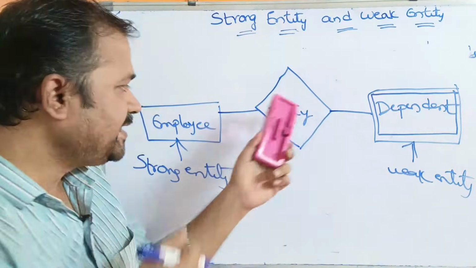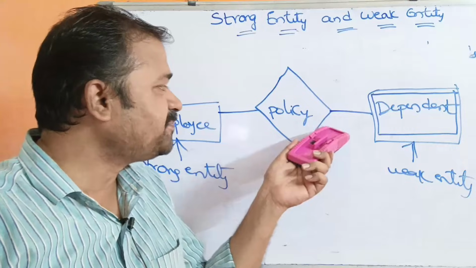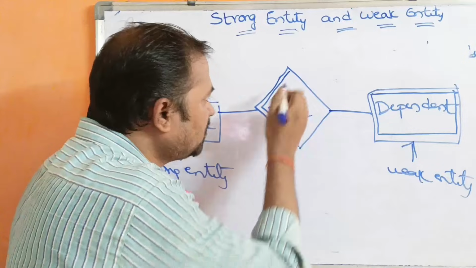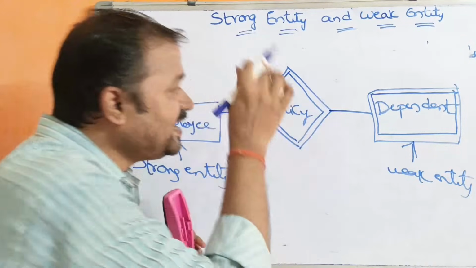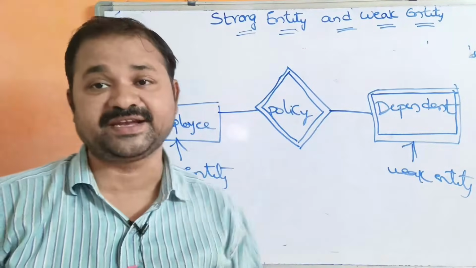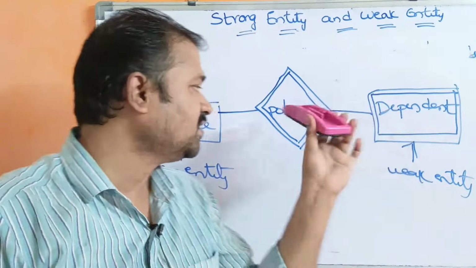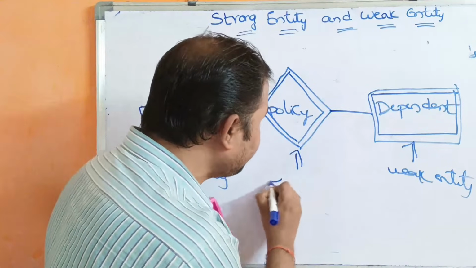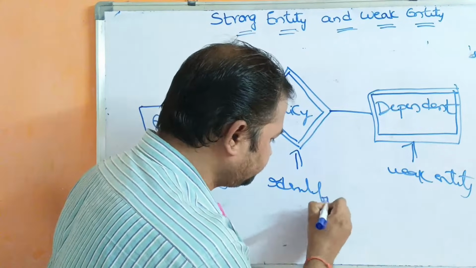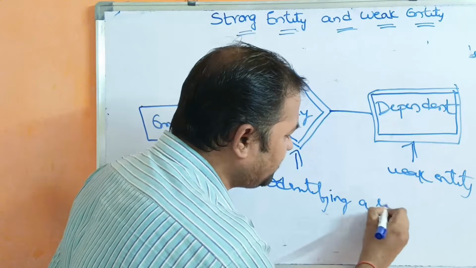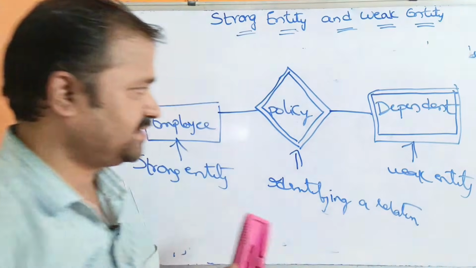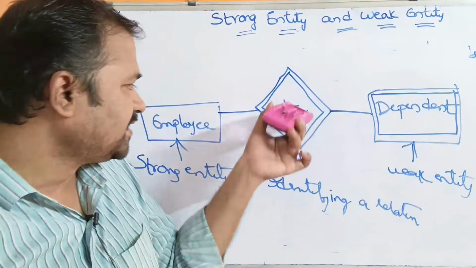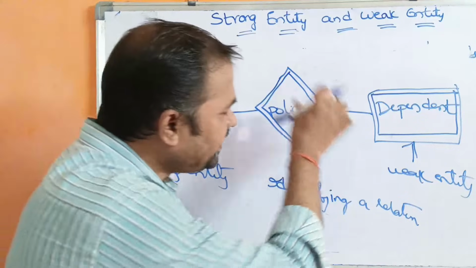Here this relation is represented by a double diamond symbol. Why? Because here it is showing the relationship between the weak entity and the strong entity. So that's why we have to use double rhombus symbols in order to show this relation. So we can call this relation an identifying relation. This relation can also be called an identifying relation.